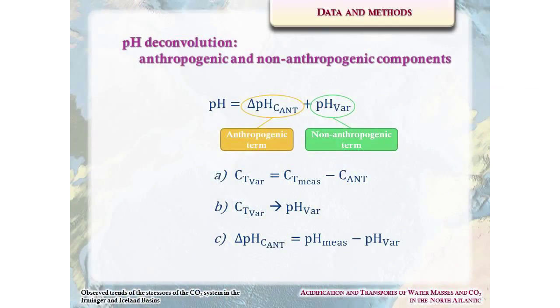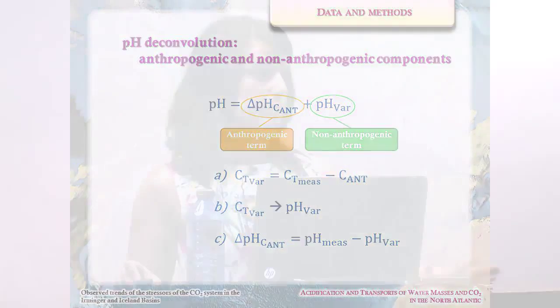To estimate how much of the change in pH is due to the uptake of anthropogenic CO2, the pH values were decomposed into the pH change due to the uptake of anthropogenic CO2 and the pH not directly related to the uptake of anthropogenic CO2. To compute both terms, first we estimated the natural total dissolved inorganic carbon of the samples. It is the total dissolved inorganic carbon that the sample should have without the presence of anthropogenic carbon.